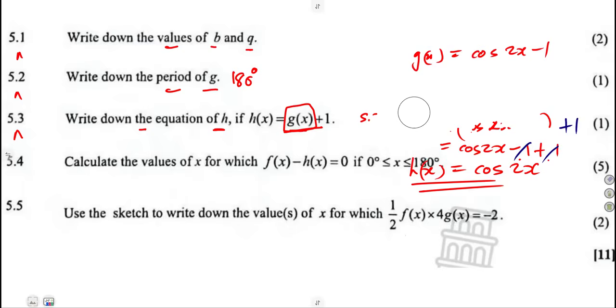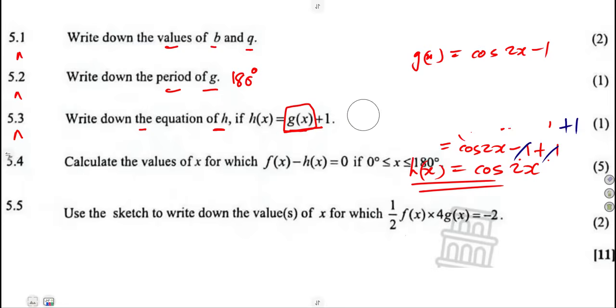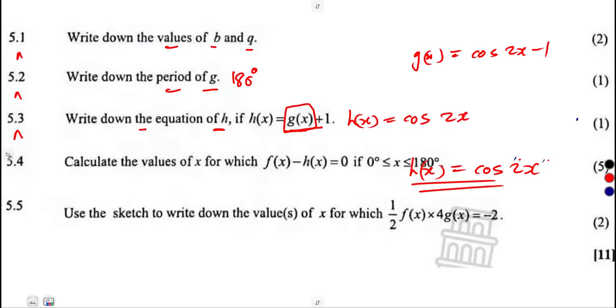All right, so that's just simple like that, guys. You just have to work out as many questions as you can. So hx is equal to cos of 2x.